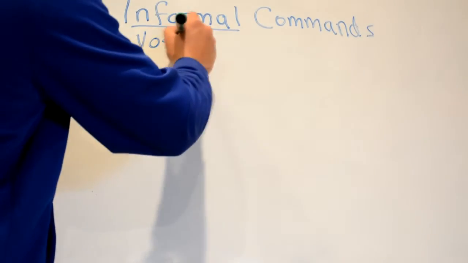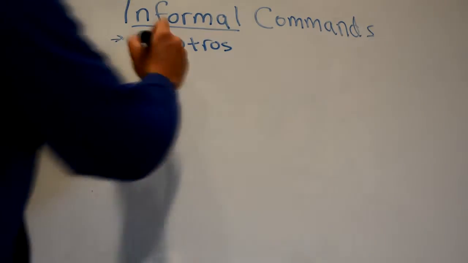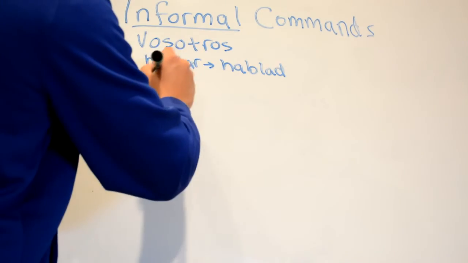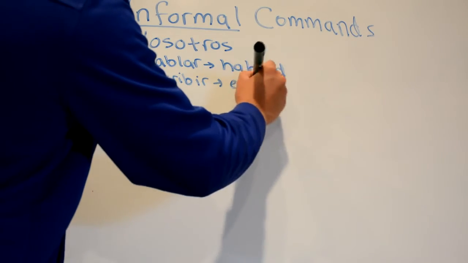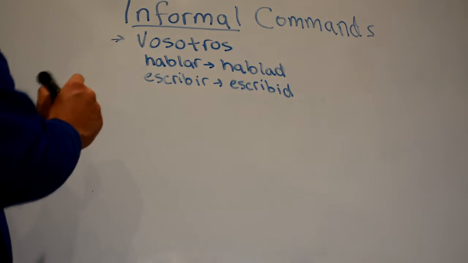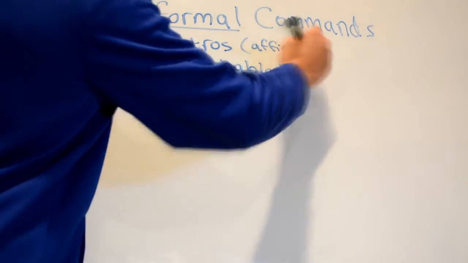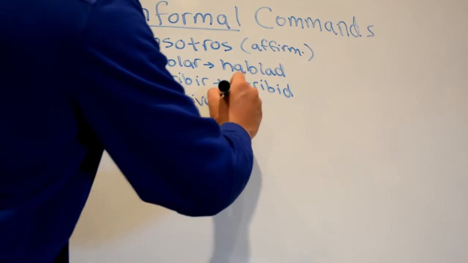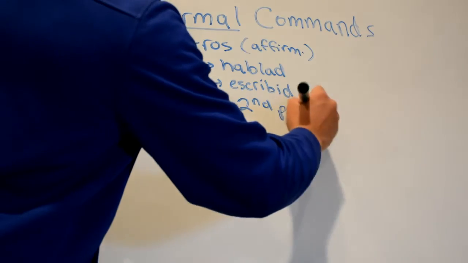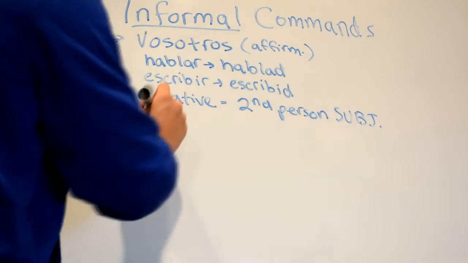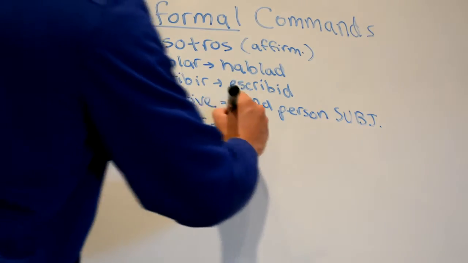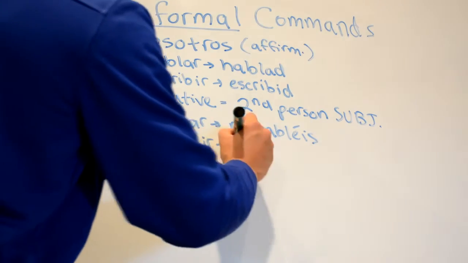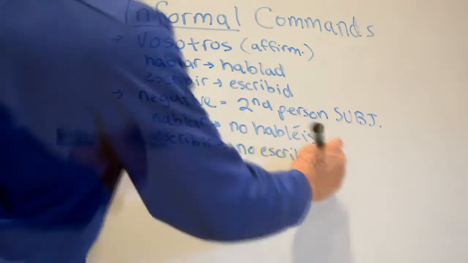Now we'll move on to forming informal commands for vosotros, which is the second person plural form. For the affirmative, replace the r in the verb's infinitive with a d. For example, hablar would be hablad, which means you all talk, as in you all better talk, a command. Escribir would be escribid, you all write. For the negative, use the conjugation of the vosotros form of the subjunctive. Hablar would be no habléis, don't talk. Escribir would be no escribáis, don't write.